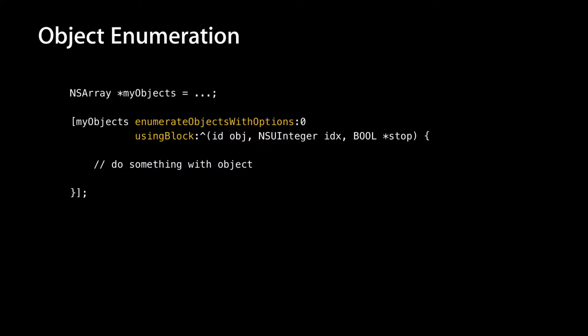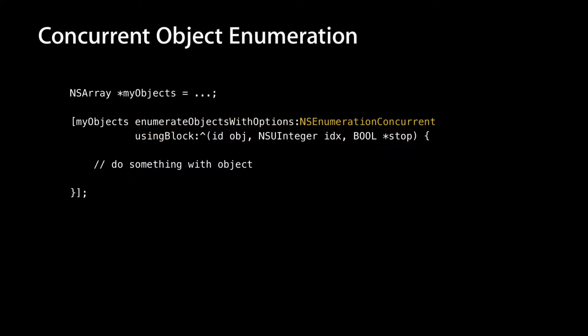And here, I'm not passing any options, which is going to give the default behavior of just a linear enumeration over that array. The cool option to pass here is called NSEnumerationConcurrent. And what that will do is it will take that block and it will enumerate over the objects in the array concurrently using Grand Central Dispatch. So we can actually scale this to the capabilities of the hardware really well.